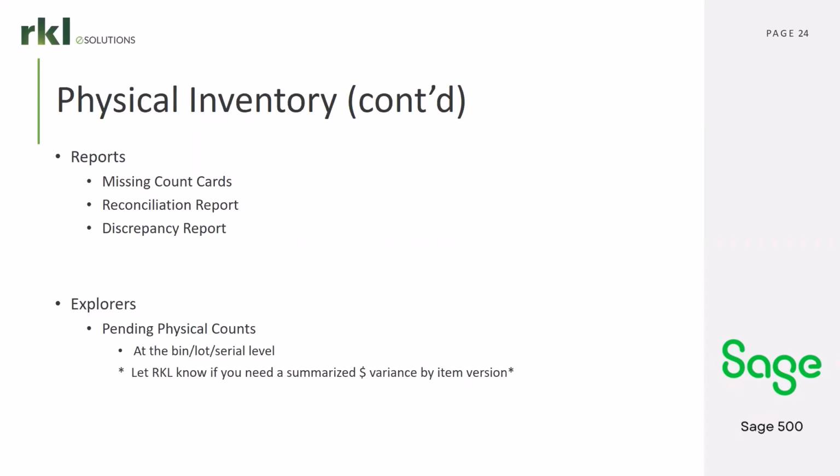And then in new versions of Sage 500, there are explorers available for pending physical counts. But also RKL has created some custom explorer views with dollars and real discrepancies based on selections. So if you want some of those, you can send us an email and we can help get those out to you.